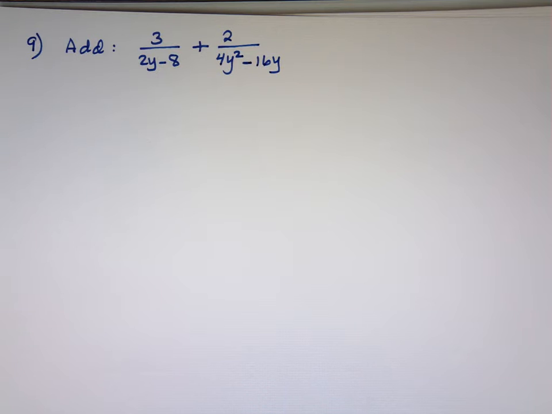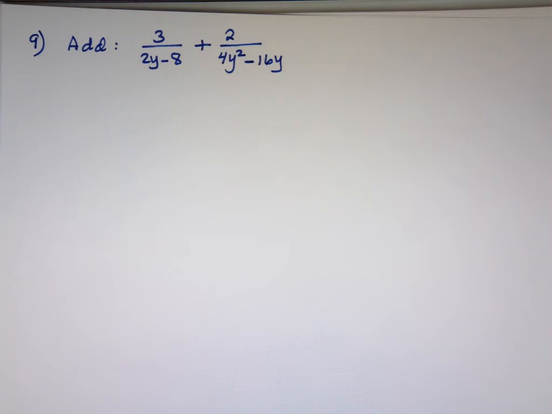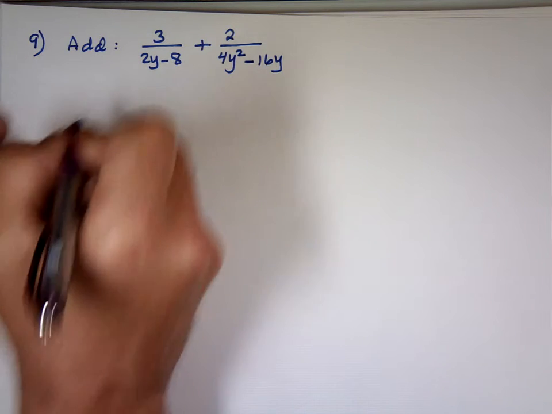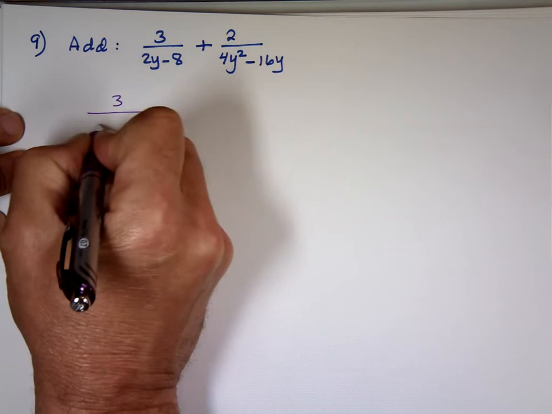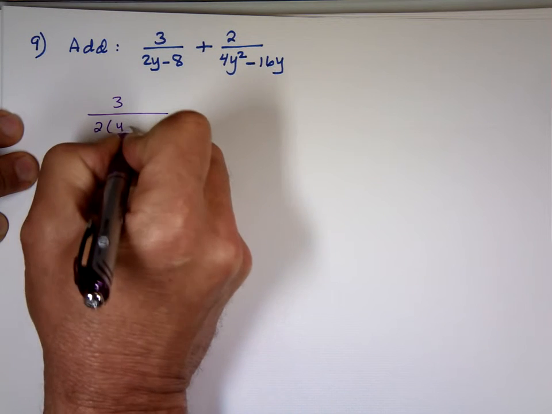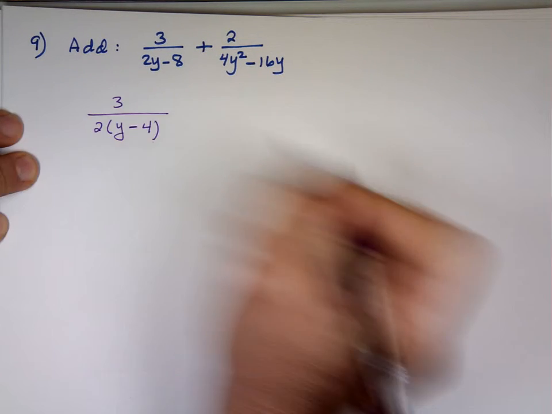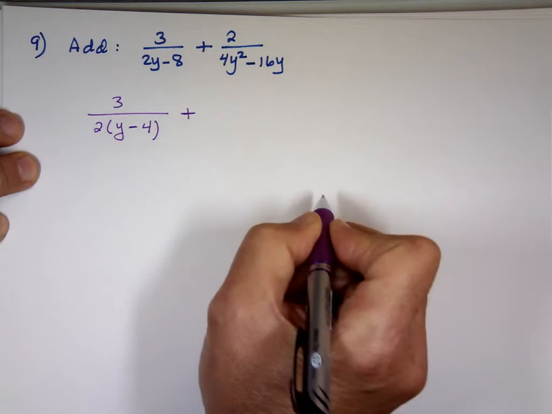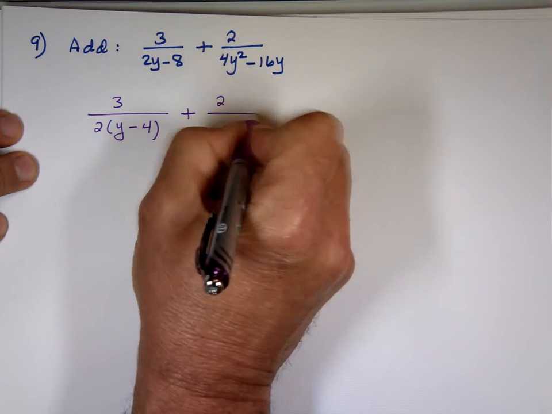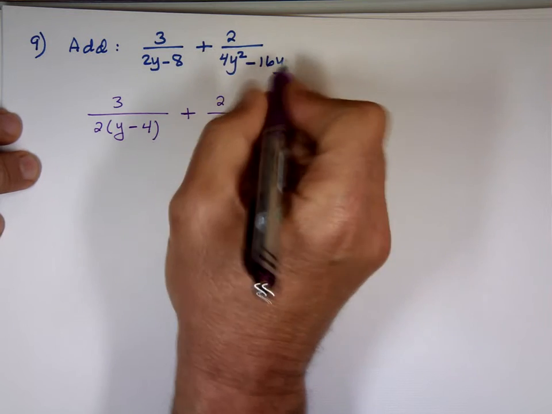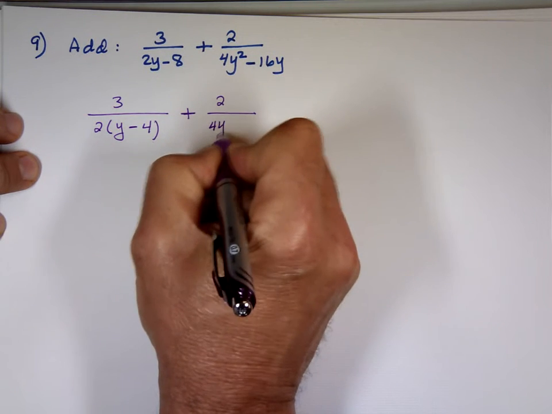Again, if you're adding or subtracting fractions, you need to find the LCD, the least common denominator. And to find the least common denominator, before you can do anything, you need to factor the bottom. Find the LCD, you got to factor it. So if I look at the first one, this will be 3 over 2 times y minus 4. Let's look at the greatest common factor here is 4y. Y minus 4.